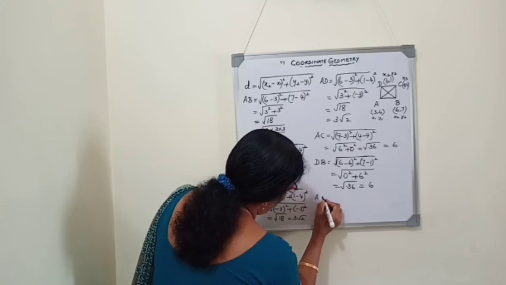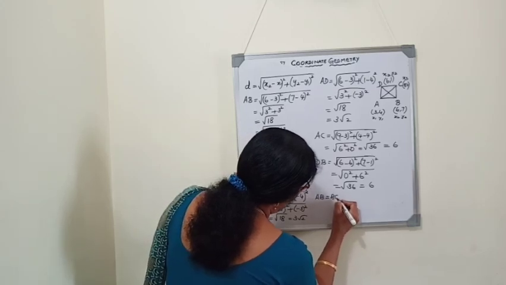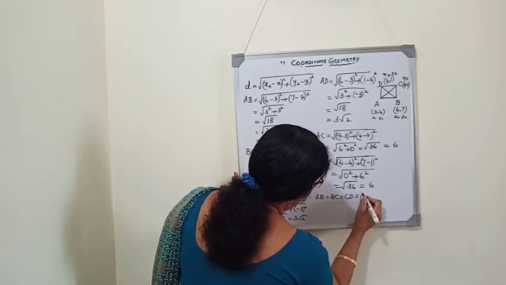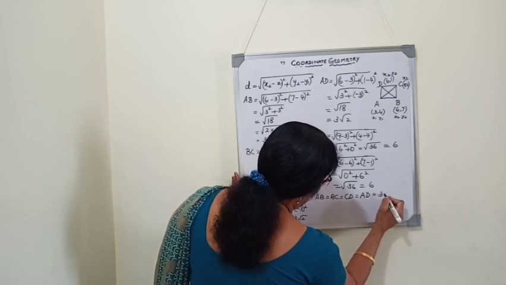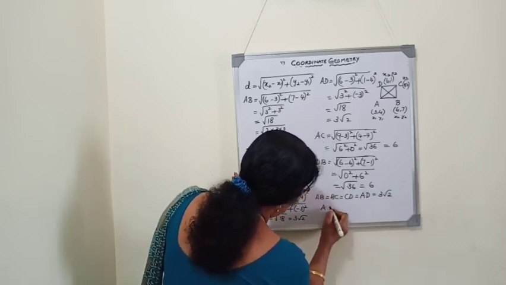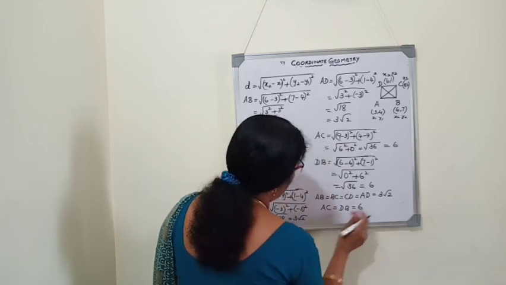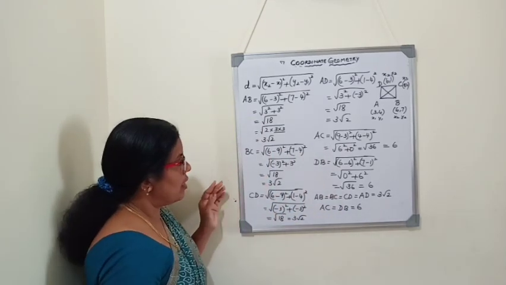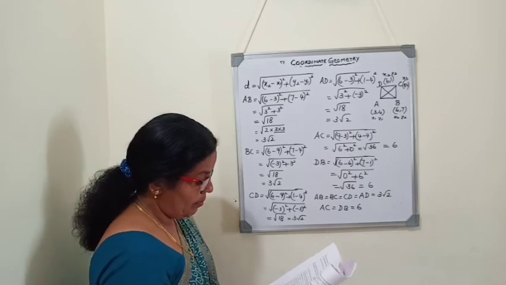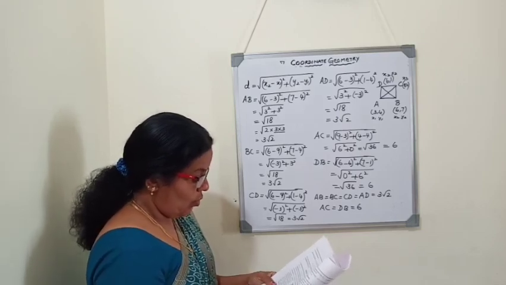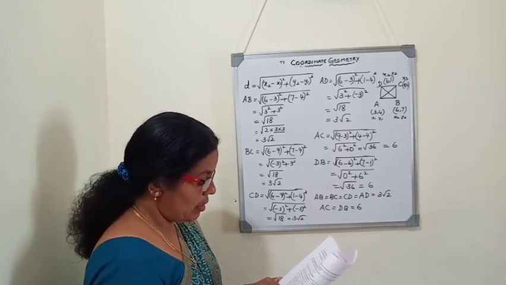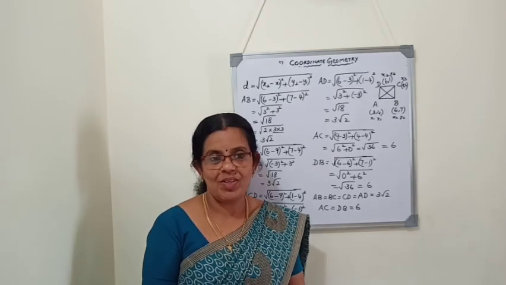Now AB equals BC equals CD equals DA. All the four sides are equal to 3 root 2 and diagonals AC and DB are equal. It is 6 units. Therefore, they are sitting in the shape of a square. Whose answer is correct? Chamba's answer is correct. Understood the sums which we discussed today.